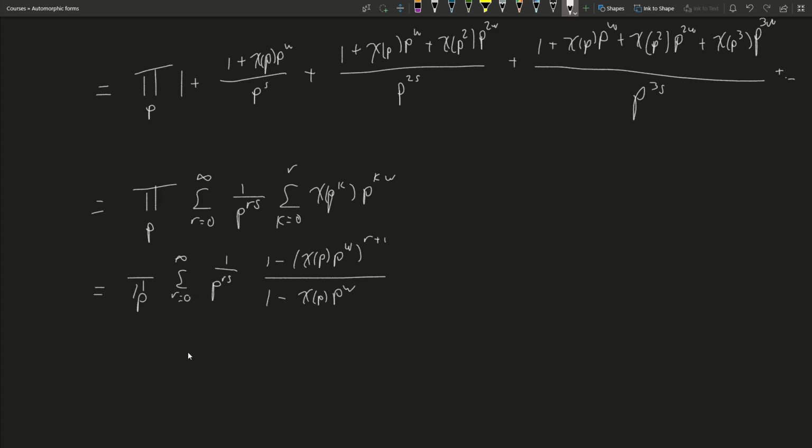This denominator here doesn't depend on r, so let's bring it out. So it's the product over primes, 1 over 1 minus chi p to the w, and then the sum as r goes from 0 to infinity, and here we have two geometric series. So the first one is just going to be p to the minus rs, and then the second one, let's take this plus 1 and bring it out.